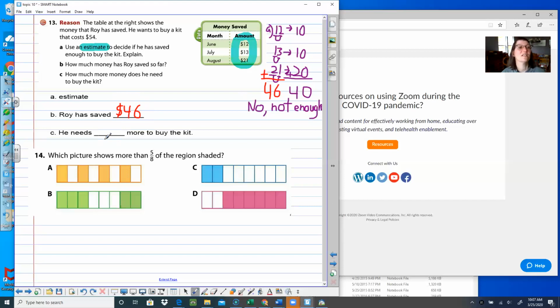Okay, and C, how much more money does he need to buy the kit? So we need to think, what are my clue words that let me know what operation I need to do? Do I need to add, subtract, multiply, or divide? So hopefully you went, well, Miss Mears, how much more means subtract. So they told me that his kit was $54.